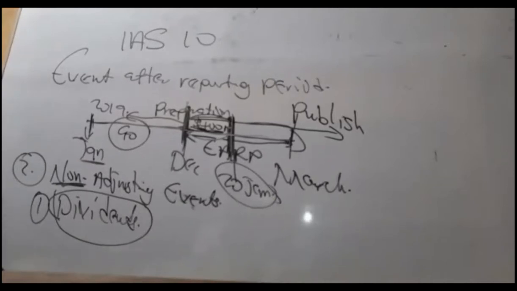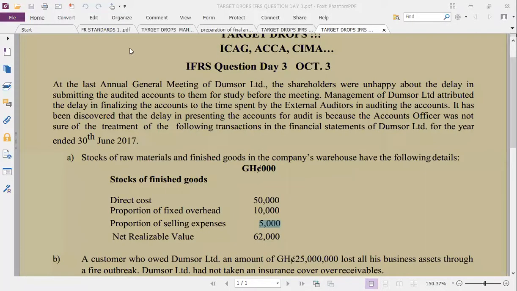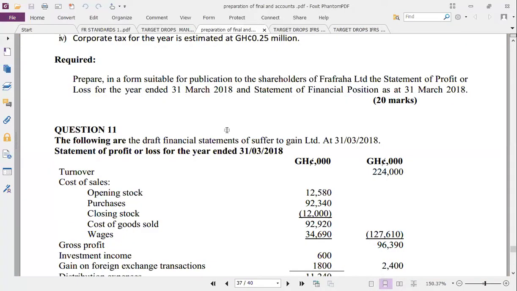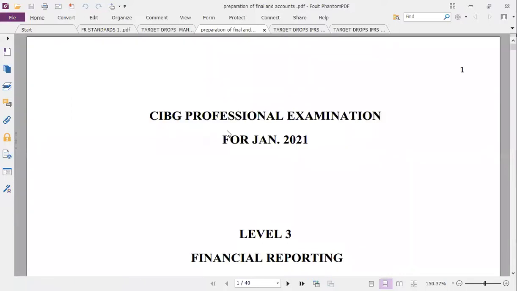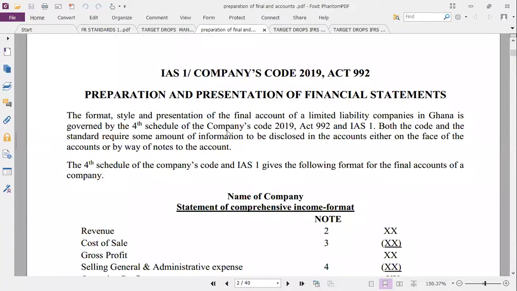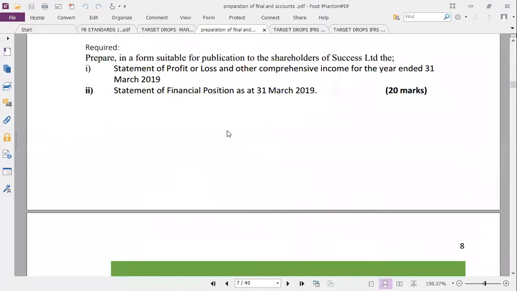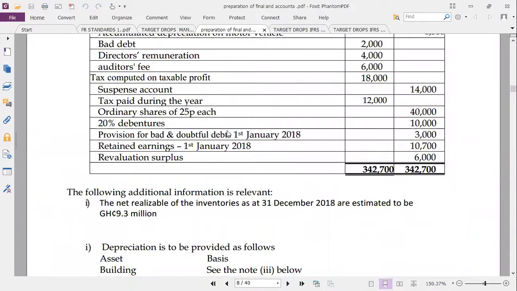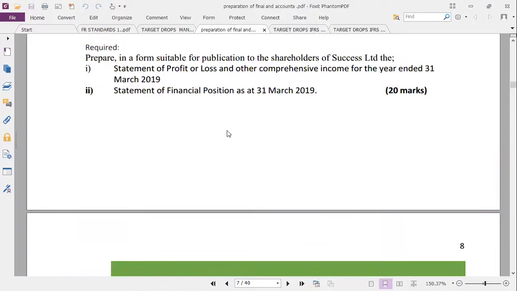Now let's go to Success and Impuntio. Then we are done with IAS 10, events after the reporting period. That one too, there's a drop on it, so kindly check that one for me. There's a nice drop on it, and then you are done. So let's go to Success and then Impuntio. For Success, let's check the footnotes.